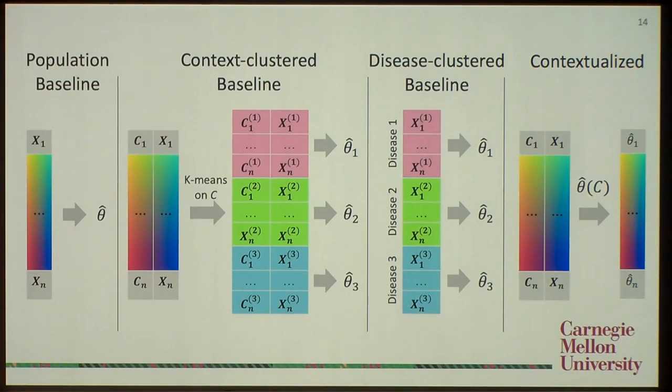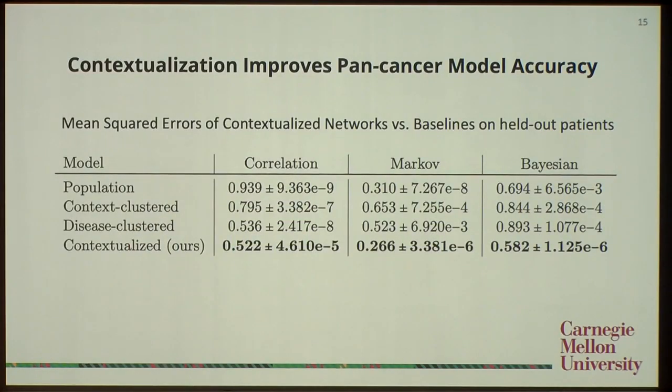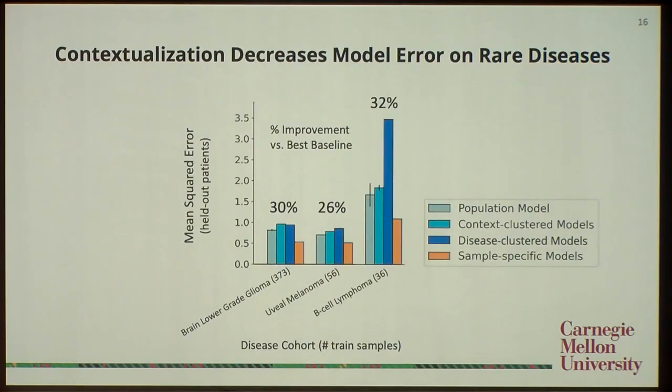And so we find that across all of the network classes and across all of the baselines, contextualization improves model accuracy. But again, the motivation of this approach was to show that we can do either sample-specific modeling or modeling of rare diseases or smaller subpopulations that are underrepresented in our training set. So we also compare this for undersampled or rare types of diseases. In comparison with a larger disease set, the brain lower grade glioma, for which we have 373 patients, we see a reduction in the error of 30%.